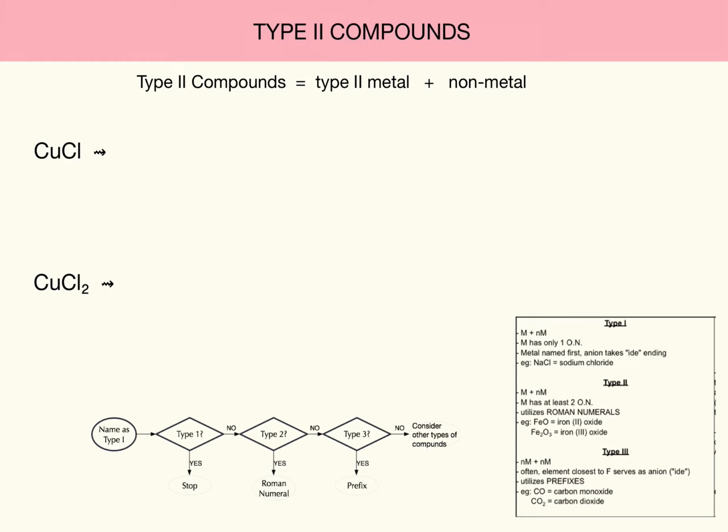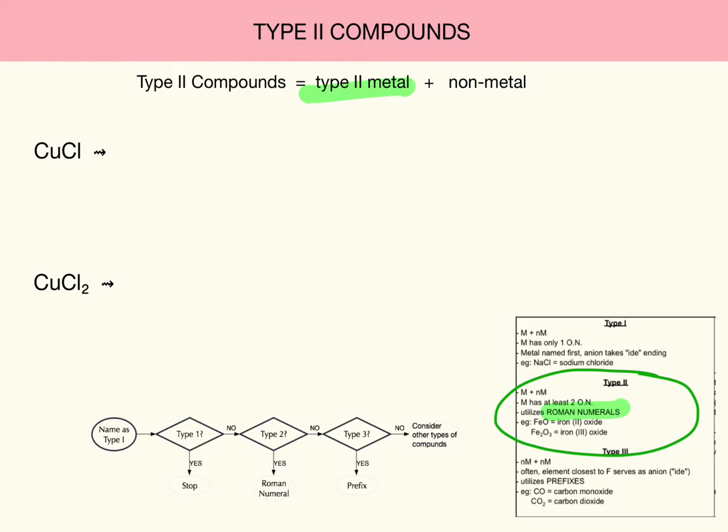Well, the rules for naming a type 2 compound are very similar to the ones for naming a type 1. But there's only one difference. You have to add a Roman numeral. And that's key. So remember, type 2 compounds are made from type 2 metals. And a type 2 metal is one that can have 2 or more possible charges. And it's this Roman numeral that we declare which charge it chooses to use.